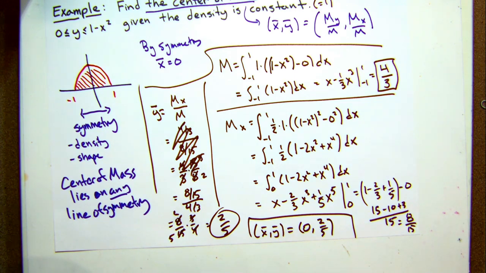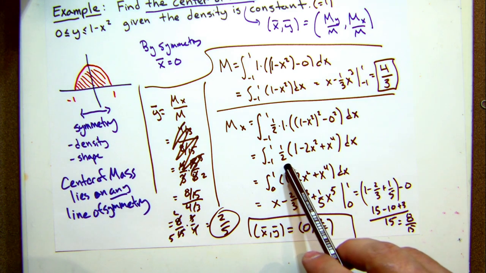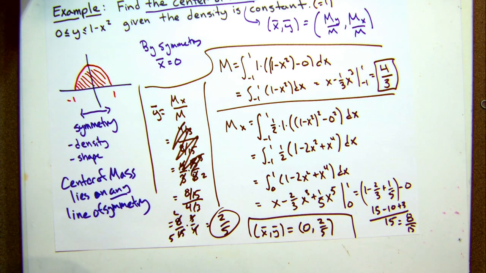Done. Easy. Yes? Didn't you have to double the value, since you went from 0 to 1 instead of negative 1 to 0? I did double. Notice that I had a half before, and the half is gone. 2 times a half. So I did double. I doubled down, as they say.